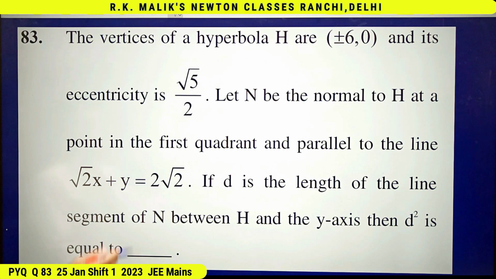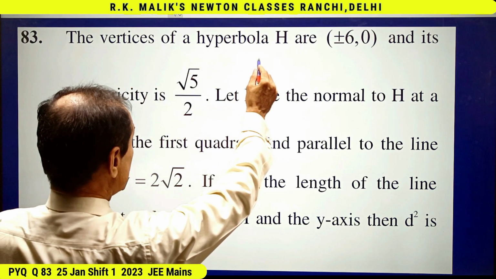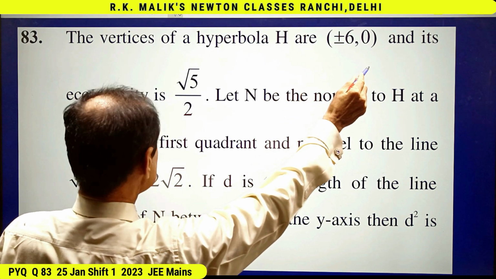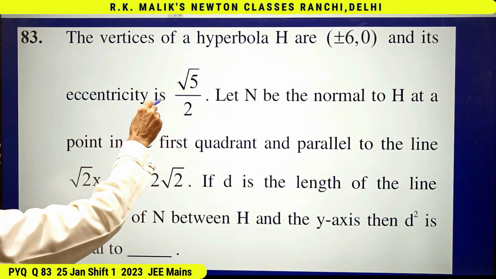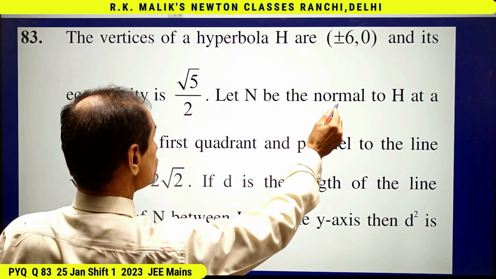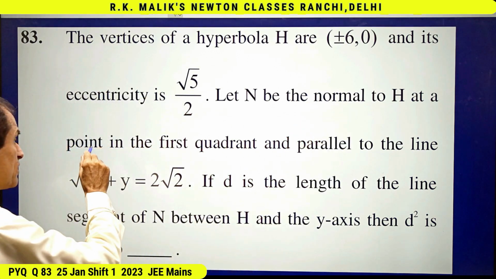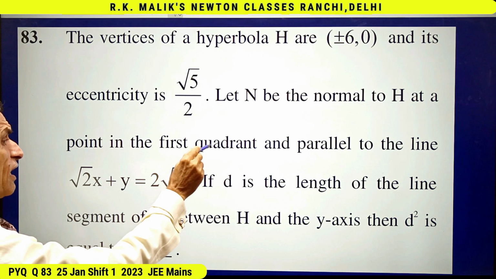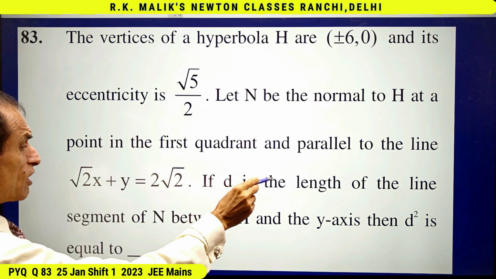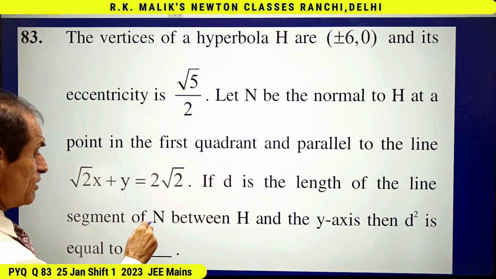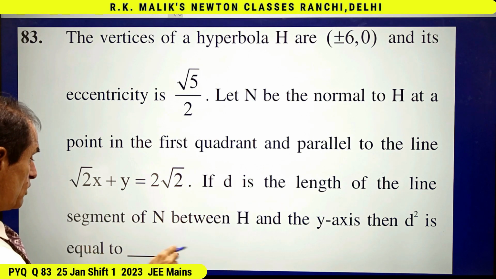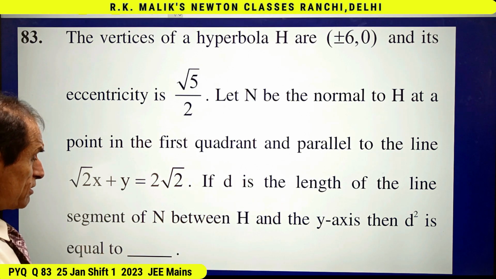In this question, it is given that the vertices of a hyperbola H are ±6, 0 and its eccentricity is root 5 by 2. Let n be the normal to hyperbola H at a point in the first quadrant and parallel to the line this. If D is the length of the line segment of n between H and the y-axis, then D square is equal to dash. You have to fill in the blank.